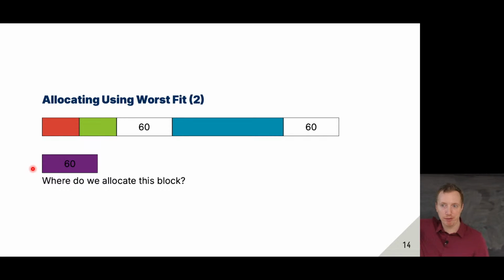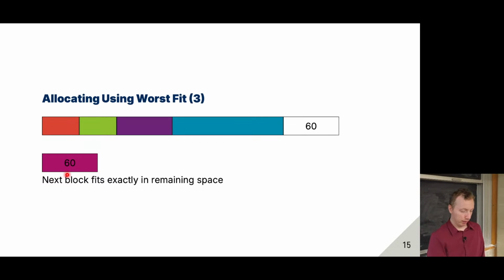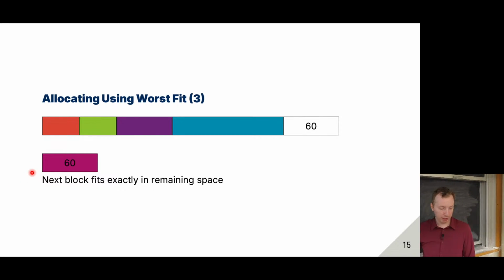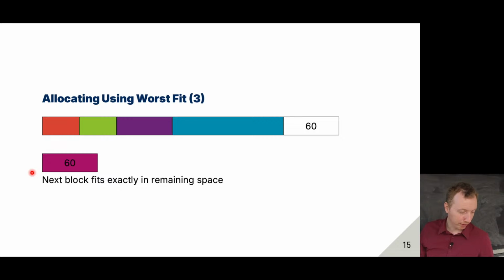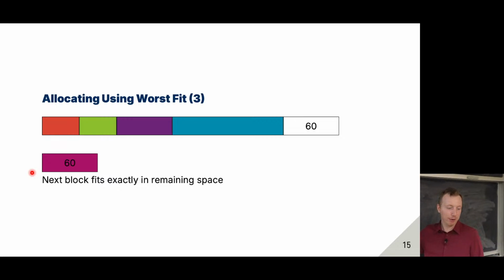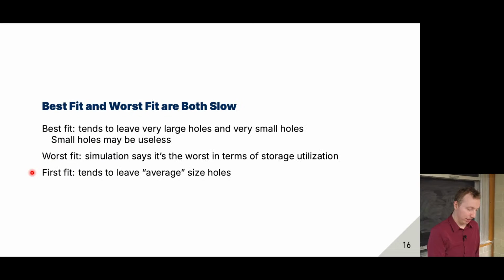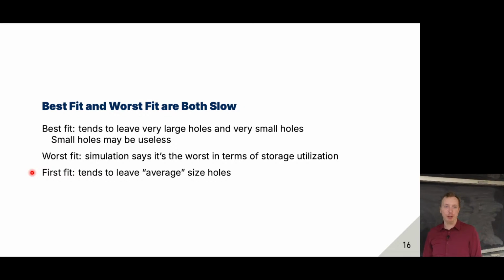And now when I have the purple allocation come in that's 60, where do I allocate it? That doesn't matter. There's two 60 blocks. One's as good as any other. So maybe I use the first one. And then now I have the pinkish allocation come in, that's another 60 bytes, and boom, it fits exactly in the remaining space. So it looked like worst fit, despite its name, worked better than best fit. So turns out names can be deceiving, right? Well, turns out no one actually uses either of those because they're both slow, right?